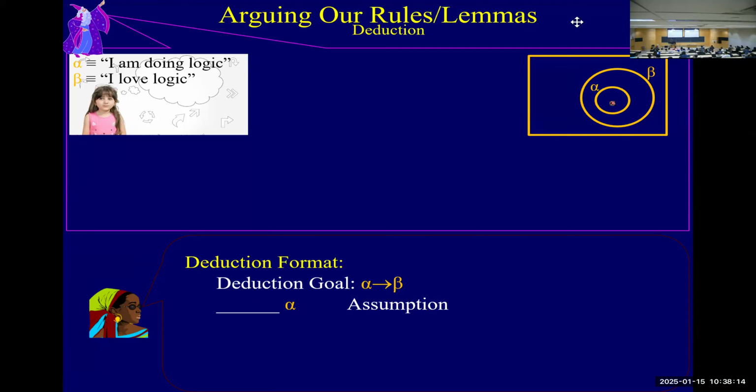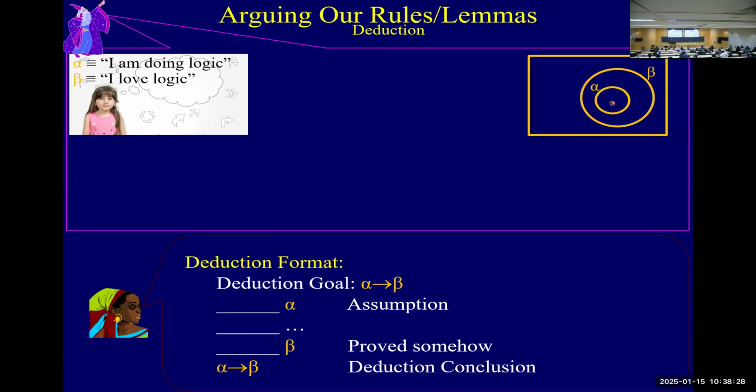I'm indenting, and I say I'm assuming alpha. How am I assuming it? Well, because that's what we're doing, right? And then I go through, and somehow from alpha I prove beta. And then I conclude, right? Say I undent again, and I say deduction, conclusion, and I got alpha implies beta, right?